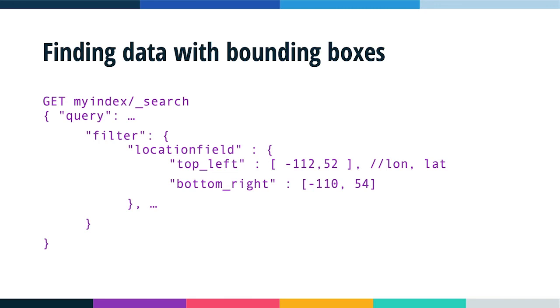So finding the data with bounding boxes is one of the simplest ways to look at this. This goes off of this idea of a query, and a query would have filtering, and then we're filtering by a specific field. And in this case, we're doing something quite simple here, top left and bottom right, and then we're just supplying the coordinates that would be needed for this. There's certainly more things that you can do with it. This is just the simplest example that I can fit on a slide, but the features are quite powerful.